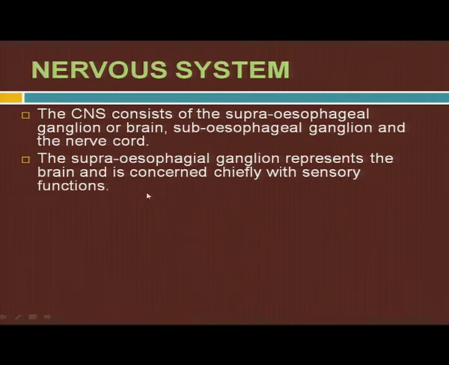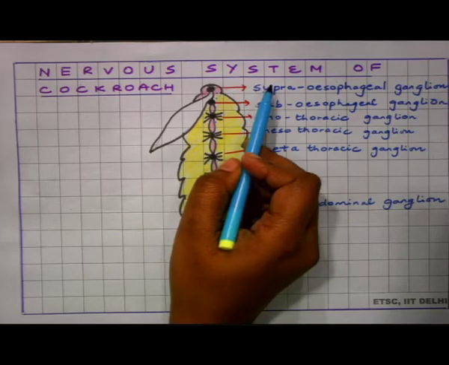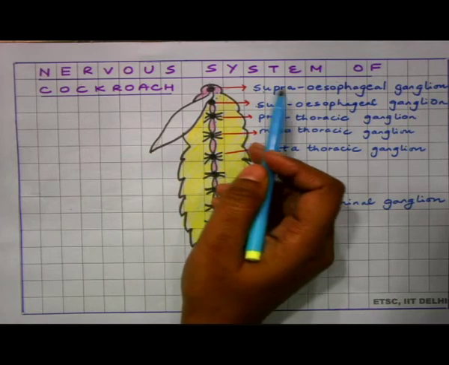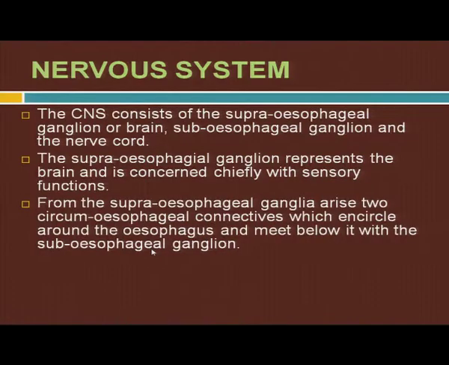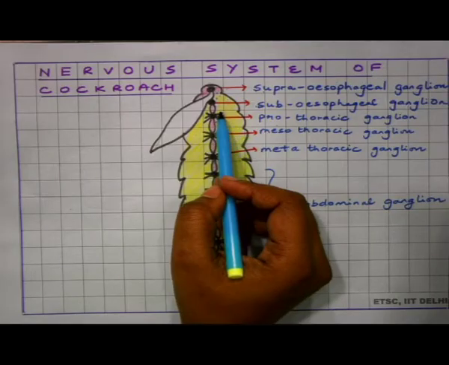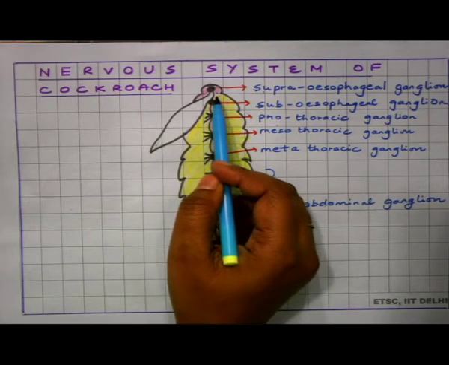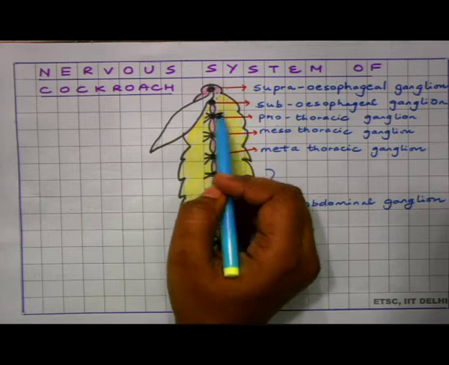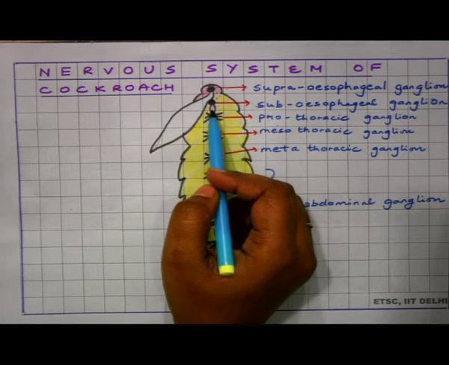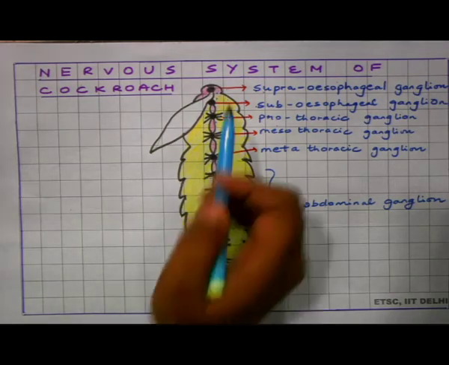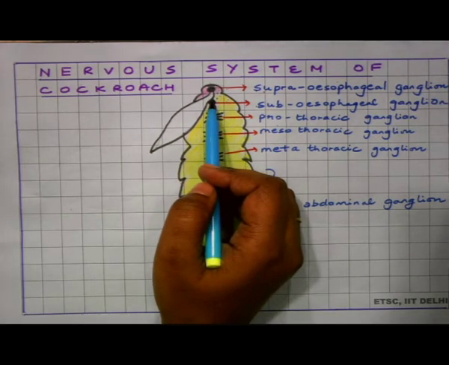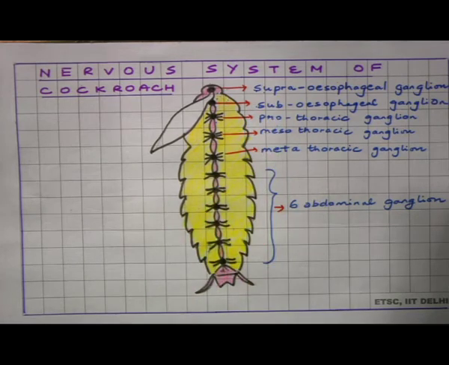The supraesophageal ganglion represents the brain and is concerned chiefly with the sensory functions. From the supraesophageal ganglion arise 2 circumesophageal connectives which encircle the esophagus and meet below it with the subesophageal ganglion. The supraesophageal ganglion, circumesophageal connectives and the subesophageal ganglion together constitute the nerve ring.